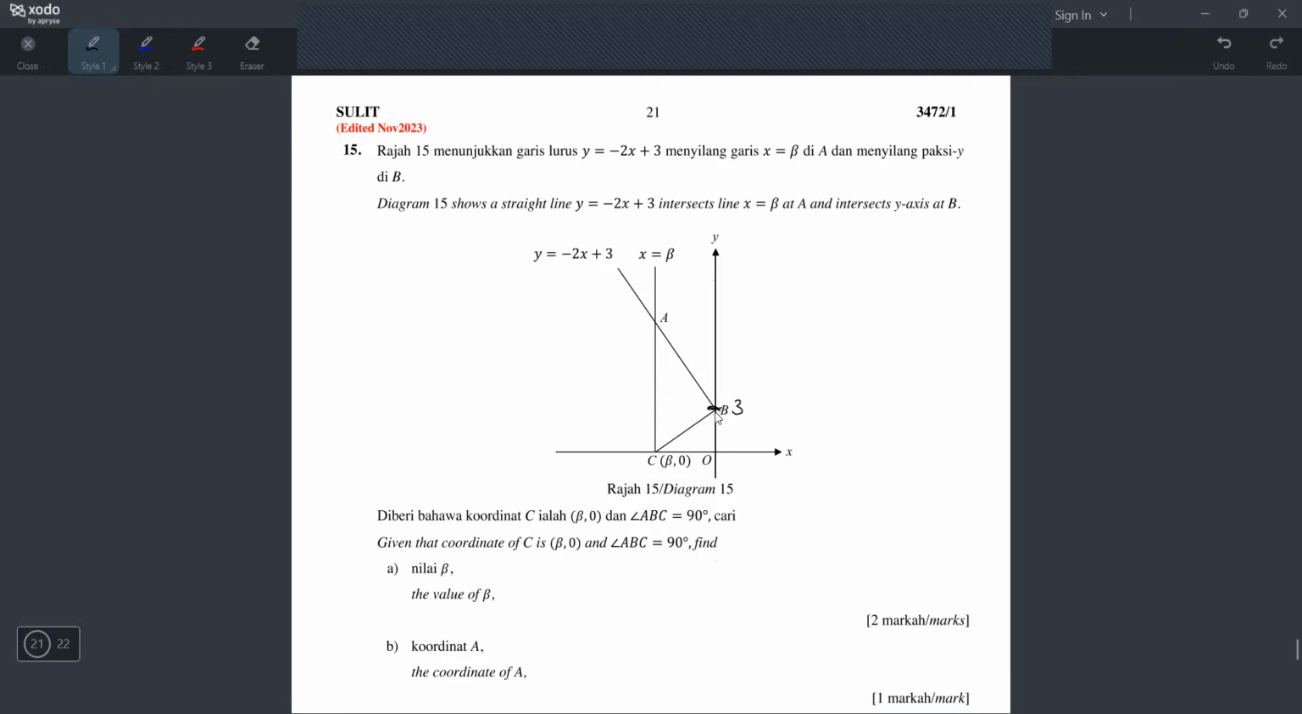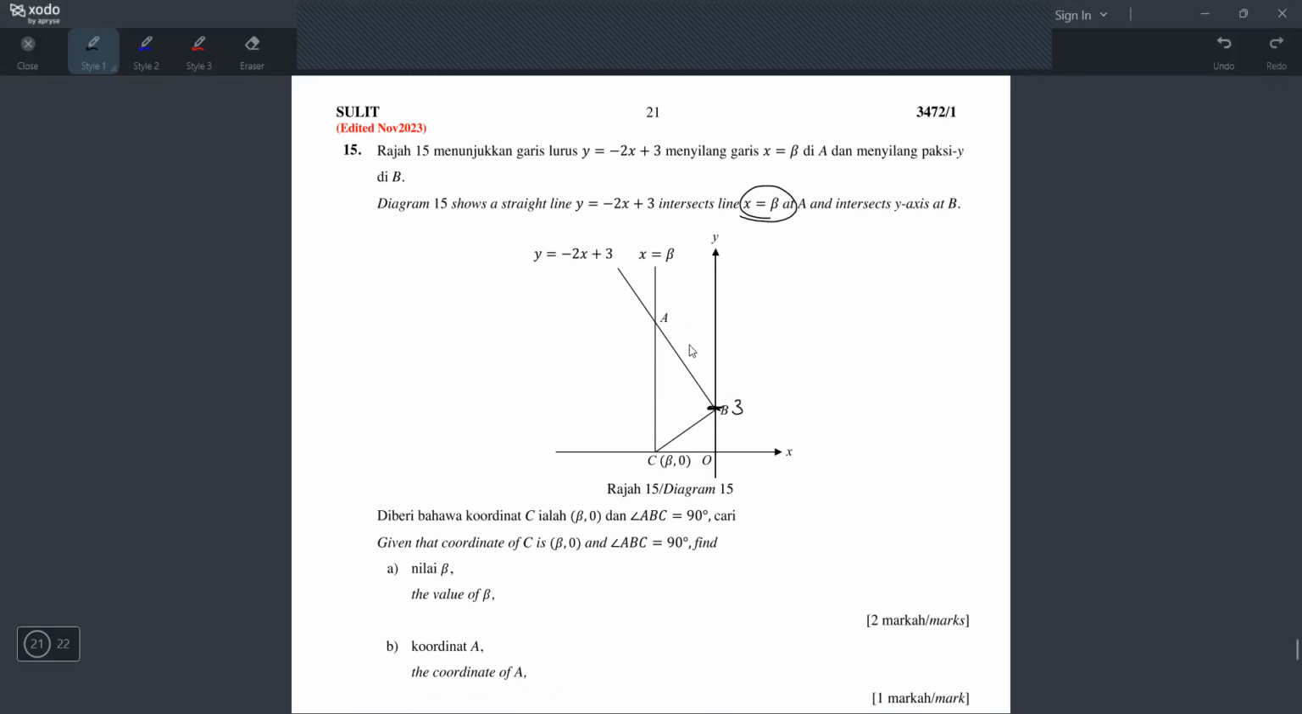So you can see that the y-intercept of this line is B. That's why I can straight away know the B is 3. And also, the reason why I can straight away take out the 3 like that is because this equation is already in linear form. It's already y equals mx plus c. Okay, and then they say it intersects the line x equals beta, which is this line, at A, and intersects the y-axis at B. Okay, means B is the y-intercept. That's why B is the 3.